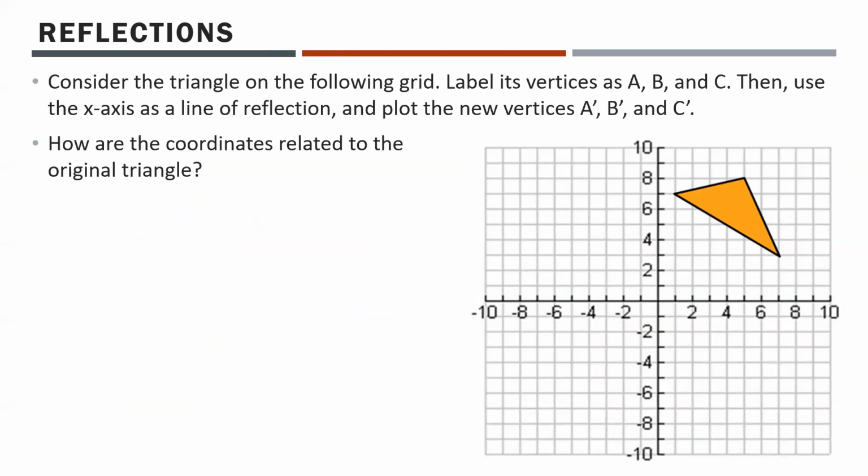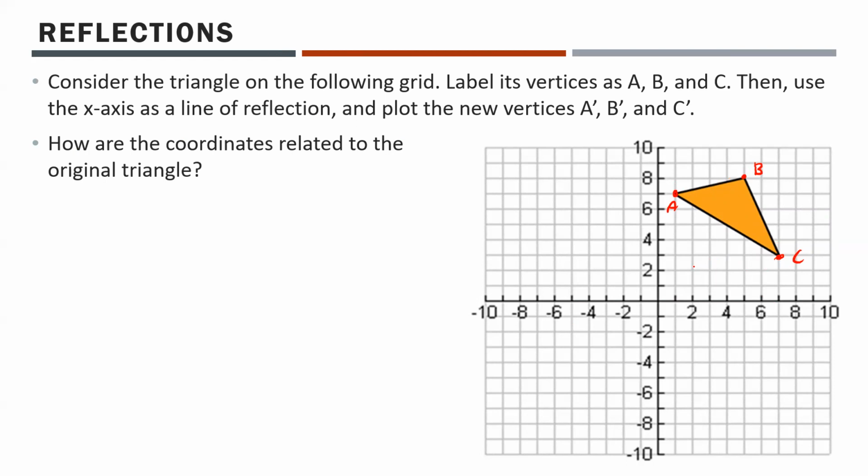So I want us to first consider a triangle on the following grid. Now it says label the vertices as A, B, and C, and then use the x-axis as a line of reflection and plot the new vertices A prime, B prime, and C prime. It doesn't really matter which one is A, B, and C, so it's really up to you, but I think I'll say this one is A, this one is B, and this one is C. Again, it doesn't really matter which one's which. You have freedom to do so there, right?